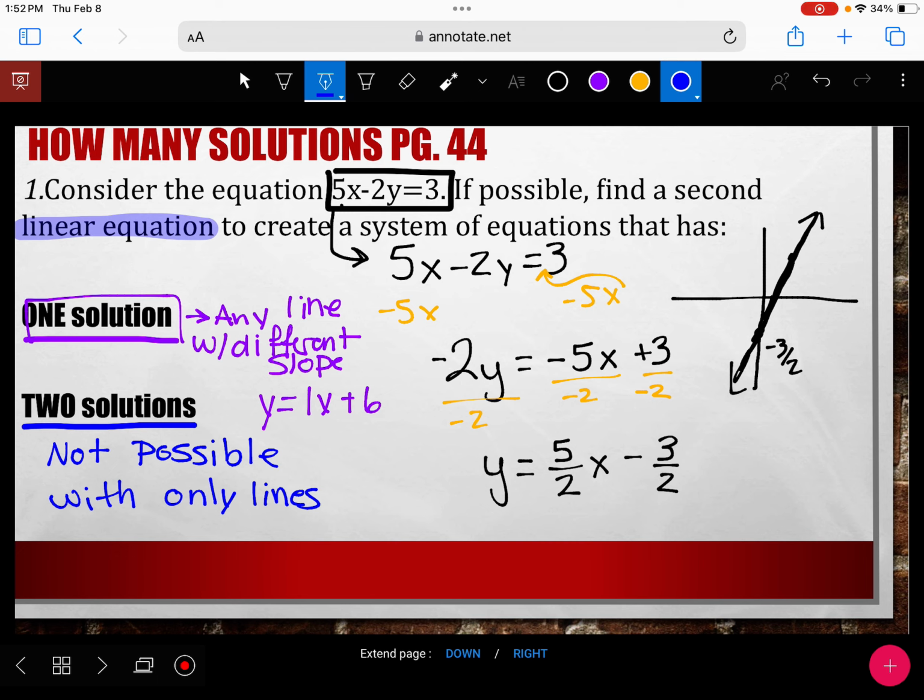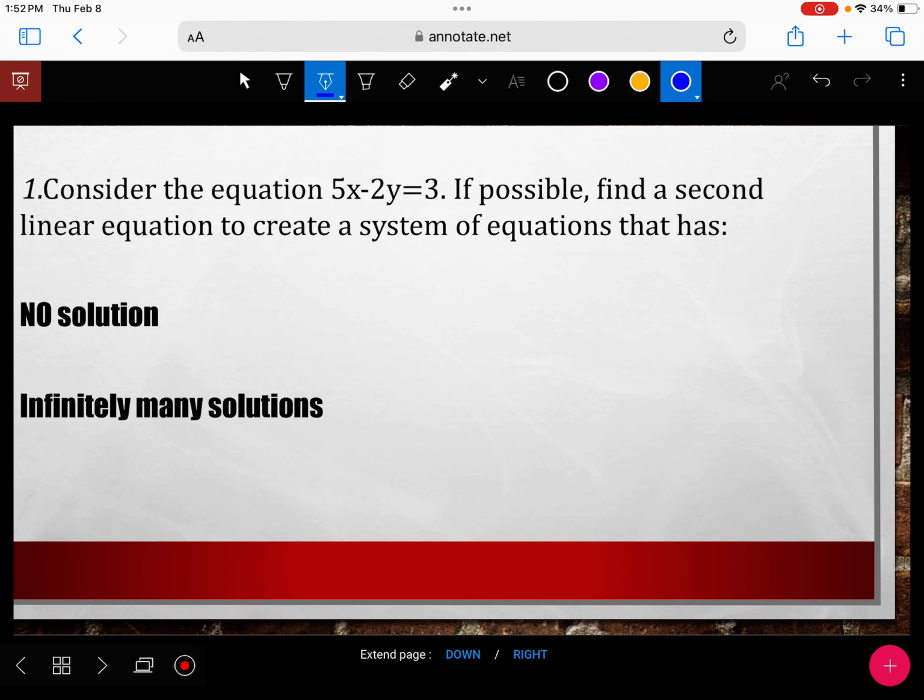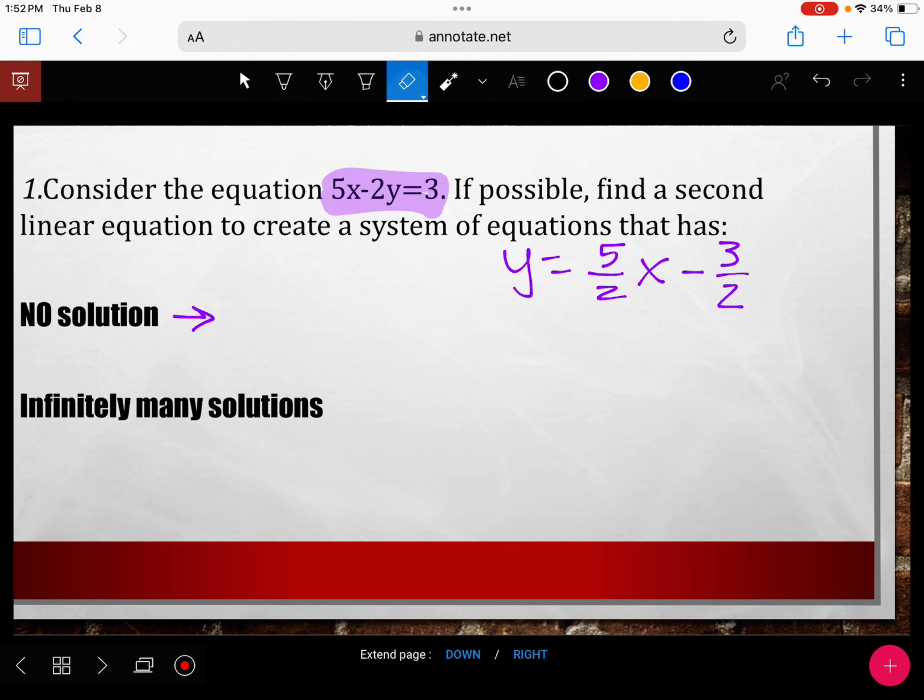So let's think about our other two situations. Those are the words. Other two situations. So our no solutions, we already kind of talked about that a little bit. When do we have no solution? When there are no intersections. Remember our slope-intercept form was y equals 5/2 x minus 3/2. What does a no solution equation need to have?